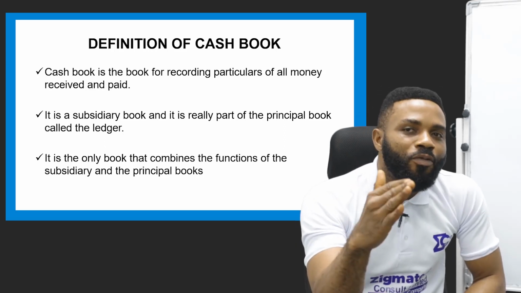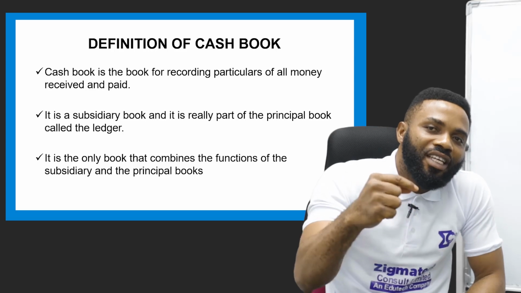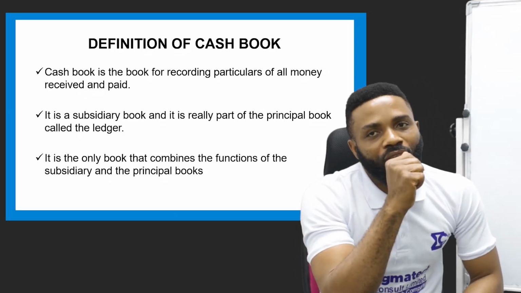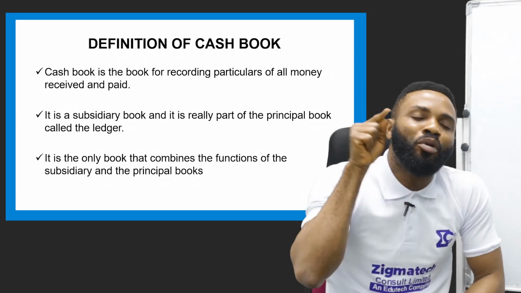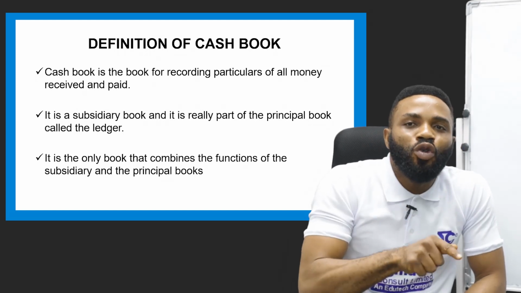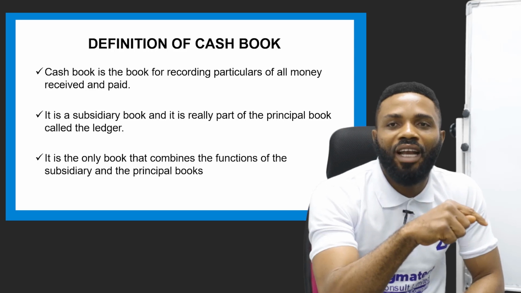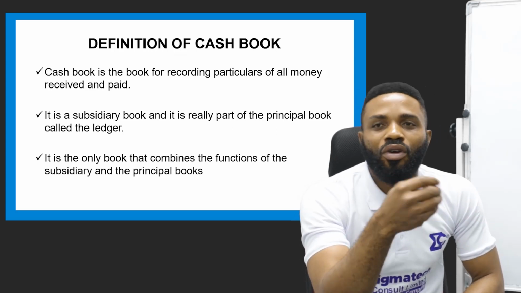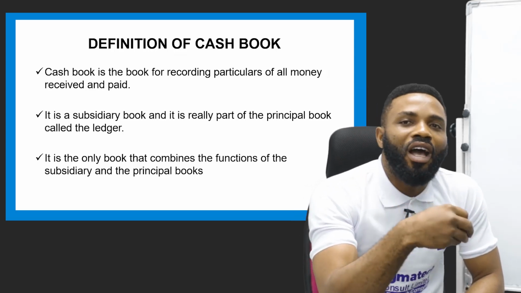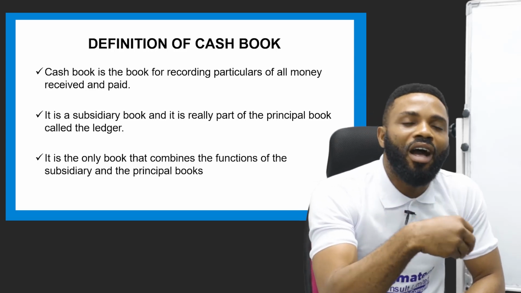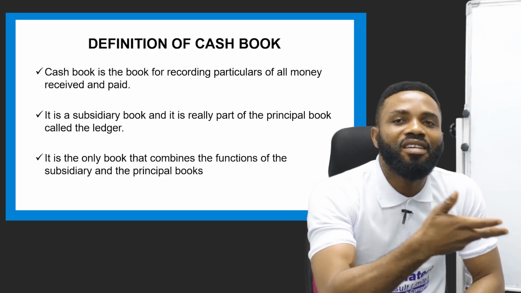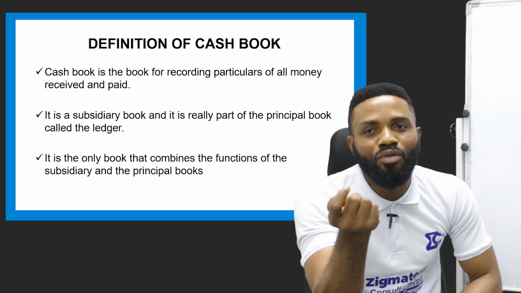So if you open your ledger, you will see cash book inside. But before the transactions are posted to the ledger, it must go through subsidiary books. And cash book is one of them. We have the likes of purchase day book, we have sales day book, we have return inwards day book, we have return outwards day book. These are the various subsidiary books we have.